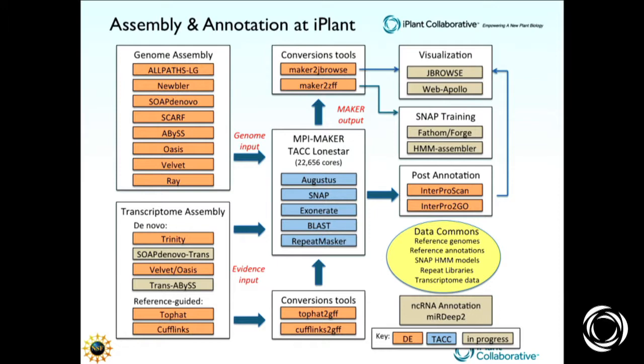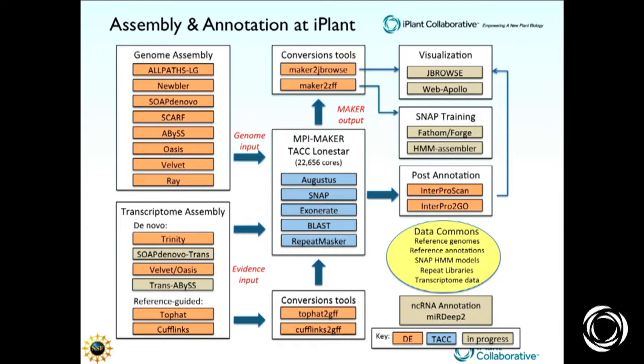Using iPlant resources, they could do their genome assembly to create their reference genome. The transcriptome data from RNA-seq can be assembled. Currently, we have Trinity and Velvet as de novo transcriptome assembly methods. We also have reference-guided assembly methods, TopHat and Cufflinks, available.